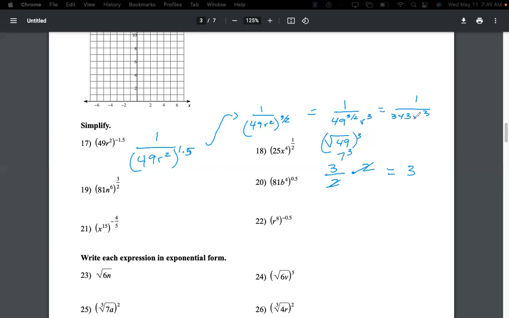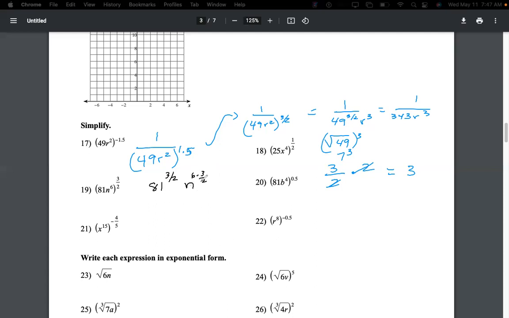Okay, so on 19, we're going to do something kind of similar. There's no negative exponent, so we don't have to flip it, but we are going to take this exponent and distribute it to everything on the inside. So we're going to get 81 raised to the 3/2, and then we're going to get n raised to the 6 times 3/2.